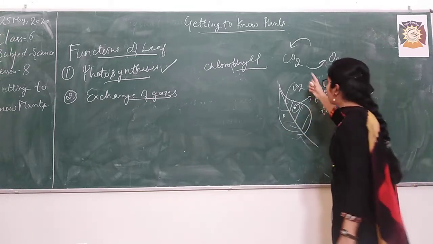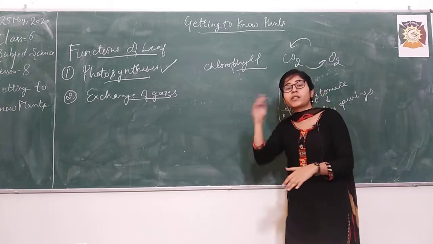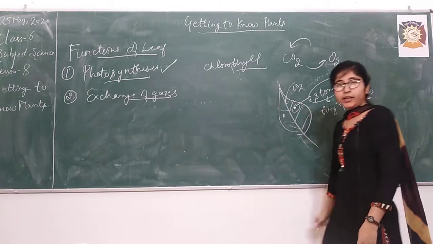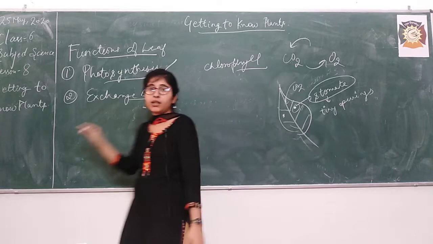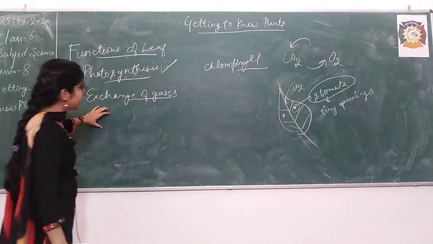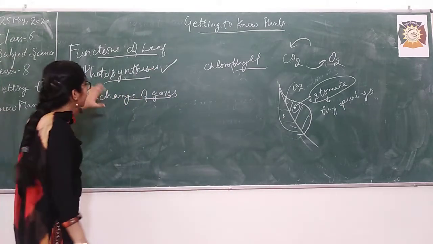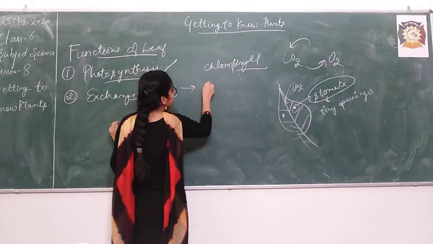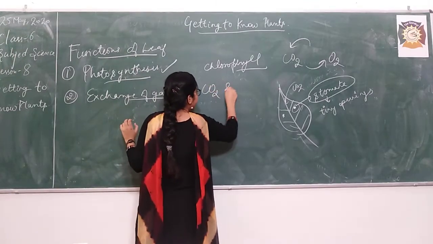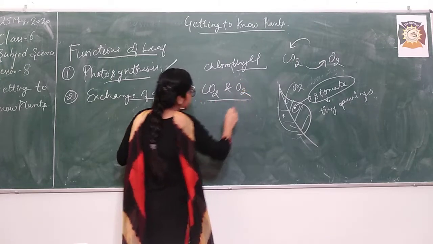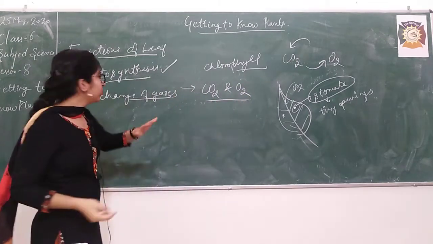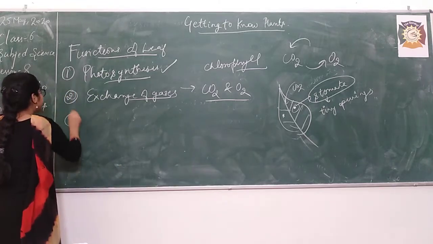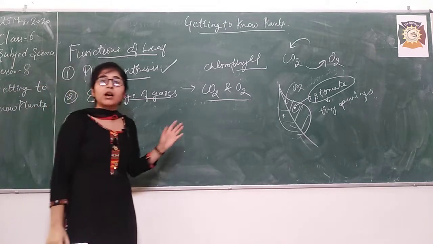They allow exchange of gas: carbon dioxide enters, then oxygen leaves through these stomata. So what is the function? It is exchange of gases. The leaf allows exchange of gases, and those gases are carbon dioxide and oxygen. These enter and exit through the leaf. Are you getting it?